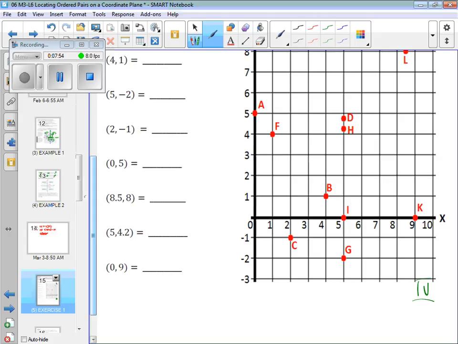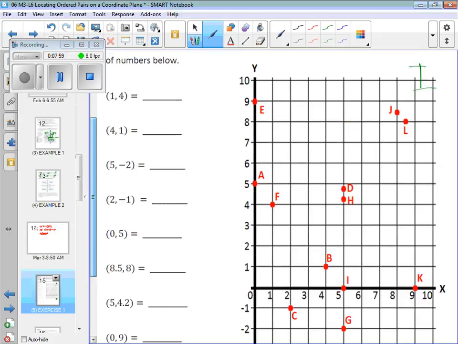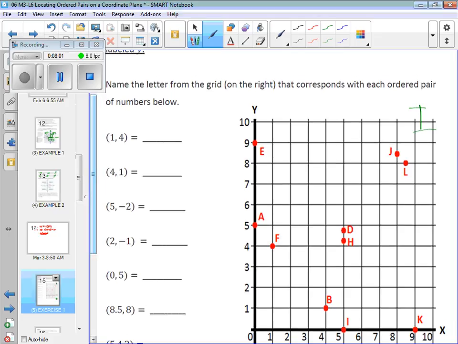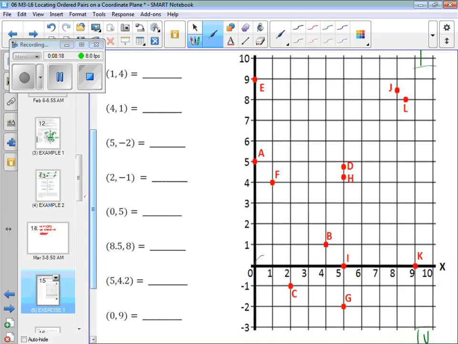For this first example, they don't have 2 and 3. Okay? All right, what about 1, 4? What letter? Try it. How many think F? Remember, according to what we did in the previous page, it's 1 step into the positive, which is your right, and then positive 4 is 4 up, and that's correct, F.